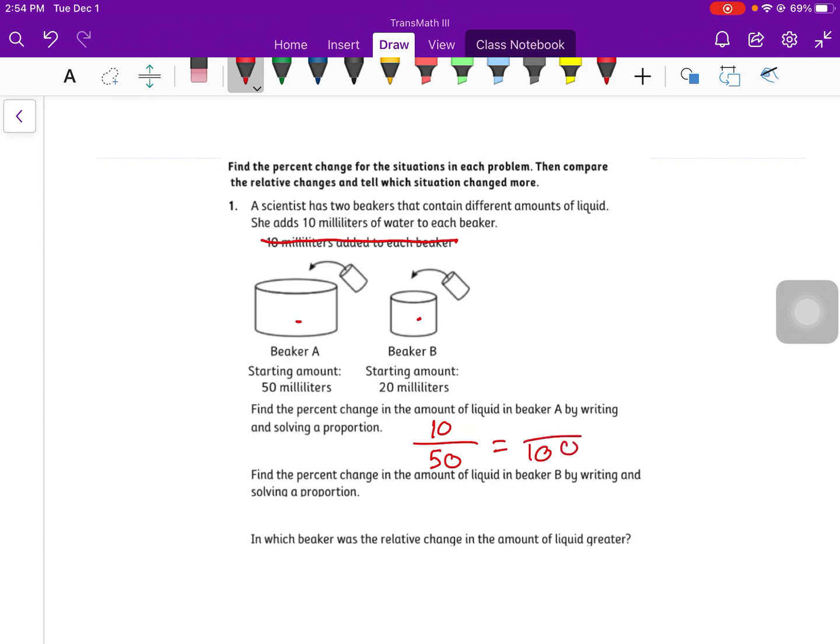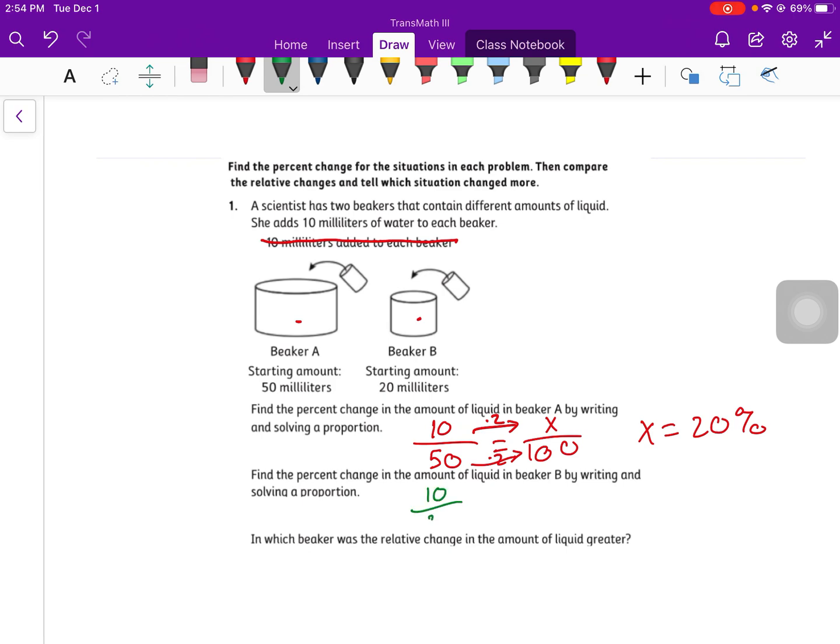Compare that as a percent, something out of 100. Okay, to solve this, I'm going to get x equals 20%. I know that it's 20 because I would multiply by 2, going across that way. I do the same thing with beaker B.